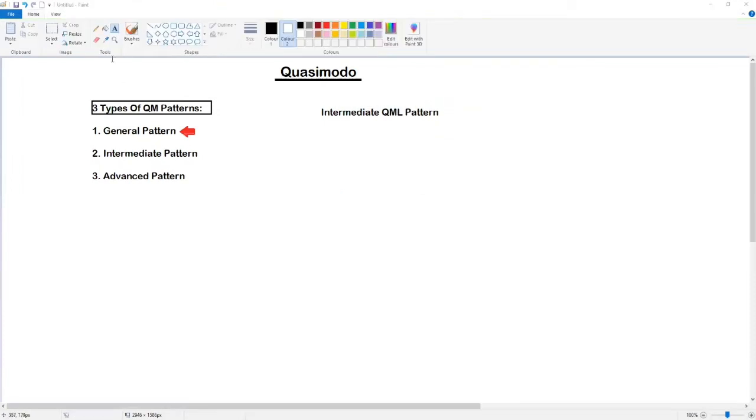Now we're done with the general pattern. We're moving on to the intermediate pattern. Now an intermediate pattern is similar to a general pattern, just that we have an MPL, any type of an MPL on a QM level.